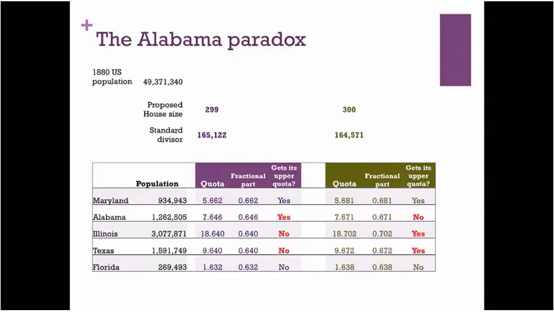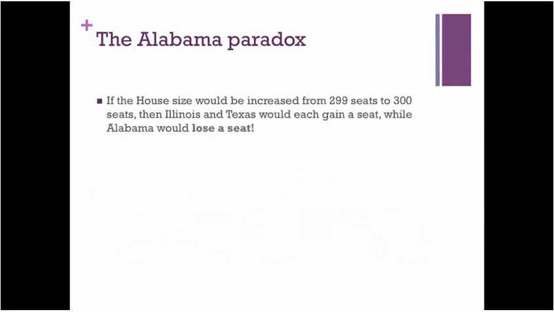Now, if you were from Alabama, I think you would be irate at this outcome. Because what happened? The house size increases from 299 to 300. There's an extra seat, but Illinois and Texas gain those seats, and Alabama actually has to lose one. Okay? There's the paradox. Even though the house size has increased, a state has actually lost a seat. And all of this was done according to what seemed to be the very simple and common sense rules laid down by the Hamilton method. That's the problem. That's the Alabama paradox.